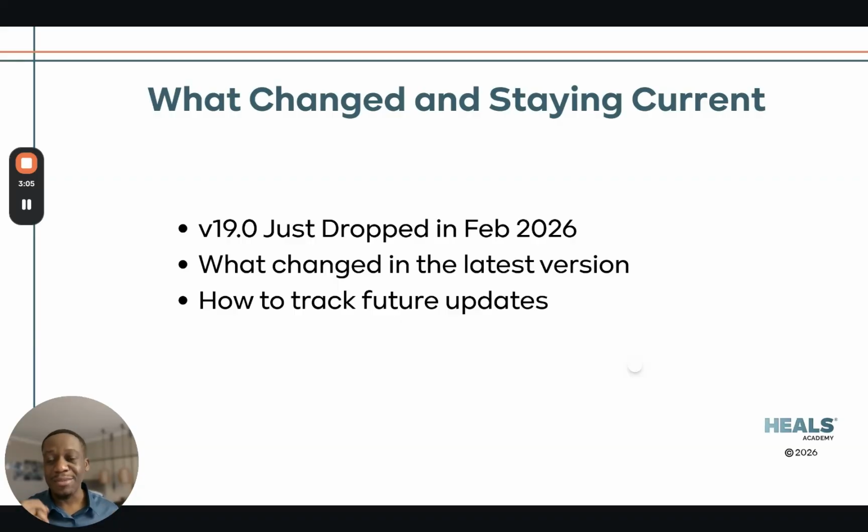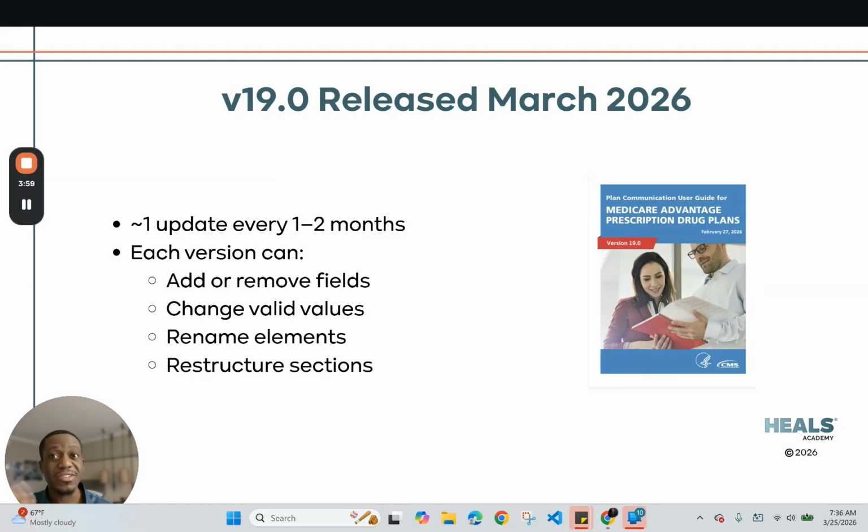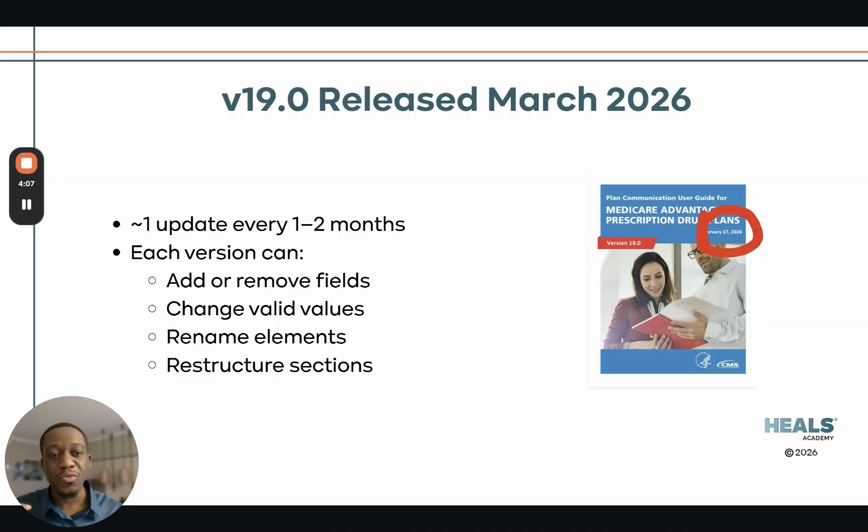CMS released the Plan Communication User Guide version 19.0 in February 2026, about 3 weeks ago. Today we'll be looking at what changed in the latest version, how to keep track of changes easily, and how to track future updates as you work with the guide, because it helps you better communicate with CMS so that no data is left behind or rejected as you look at your enrollment and your payment files. Version 19.0 actually came out in March on the website, but it was updated per the Plan Communications User Guide on February 27, 2026.